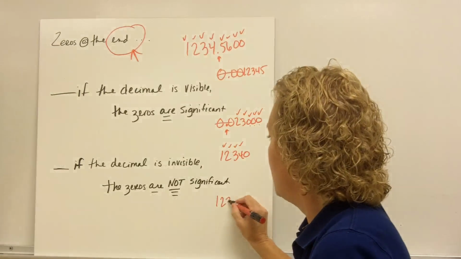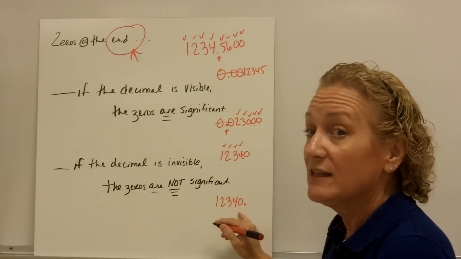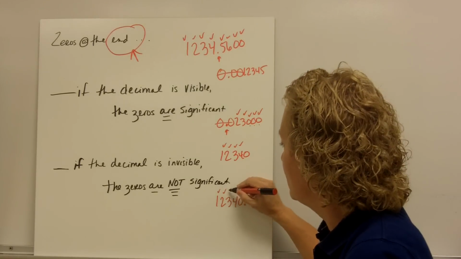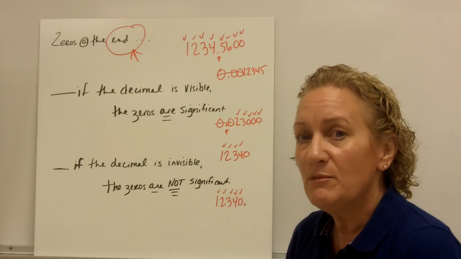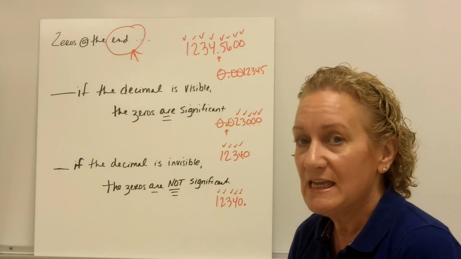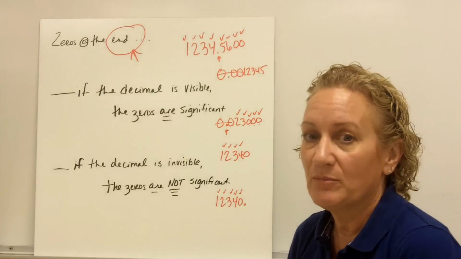However, if we take that same number and add a decimal to the end, now that 0 is significant, and we have 1, 2, 3, 4, 5 significant figures. So it's really important to follow the rules in order. Don't follow them in order, and you won't get the problems right.